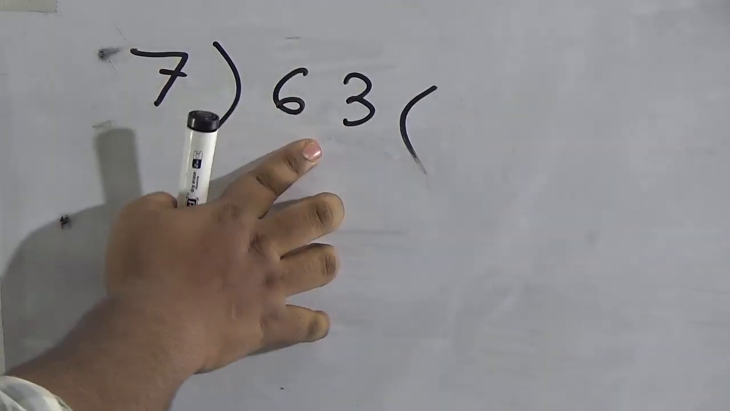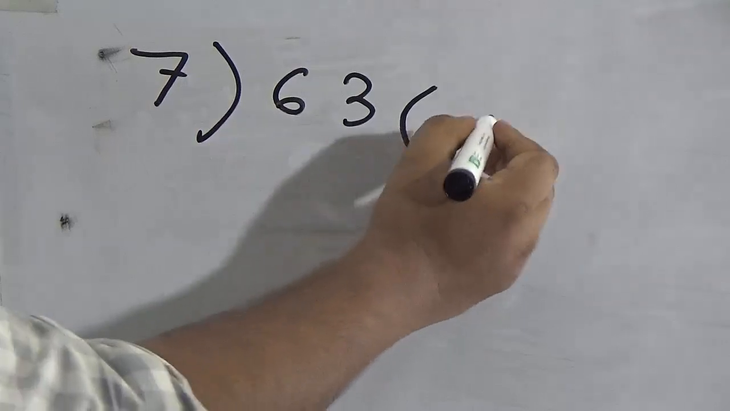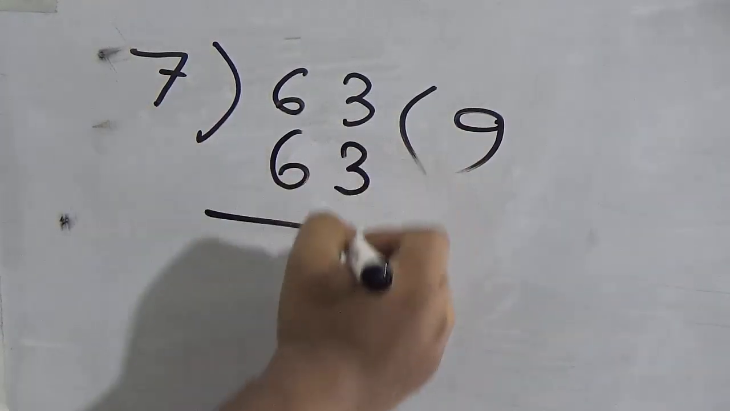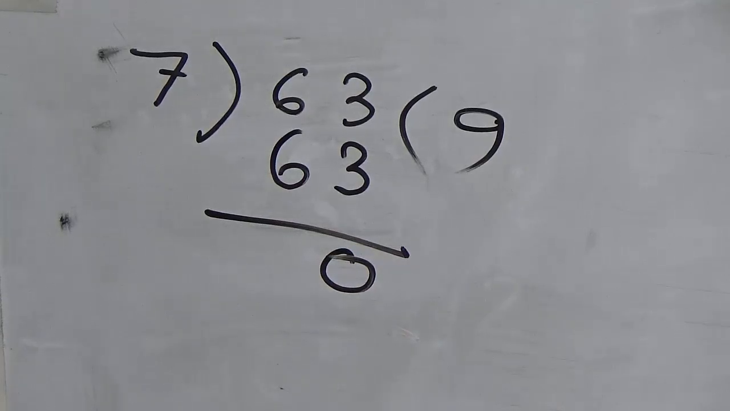In 63, 7 goes in 9 times. That means 7 nines are 63. If we subtract, then we get 0. So the answer is 9 weeks.